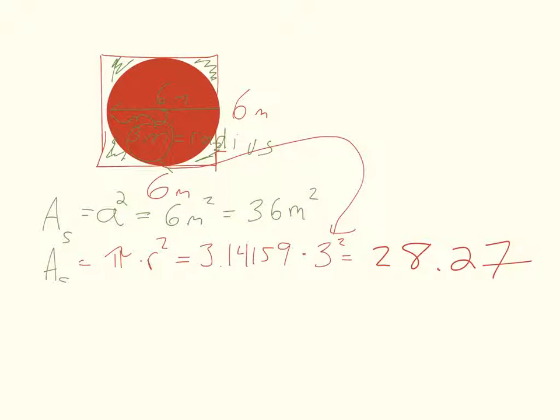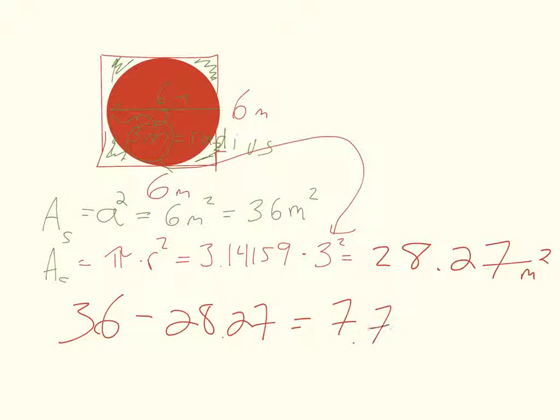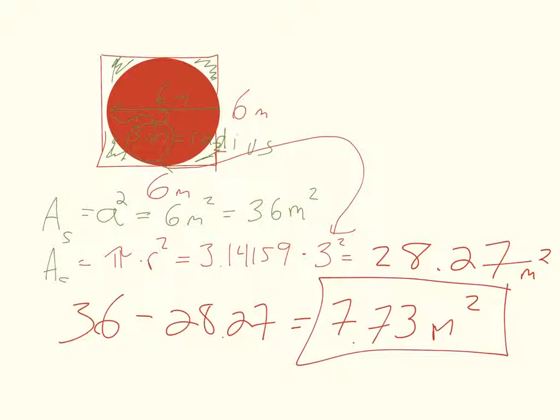28.27. So to find this green area, these little corner spots, I need to take the whole area and subtract away the area I don't want. So I will take this 36, which is the whole area, meters squared, and I will subtract away what I don't want, which is the 28.27. So I write down 36 minus 28.27, and that gives me 7.73 meters squared. Rounded, of course, in this case, to the nearest hundredth.